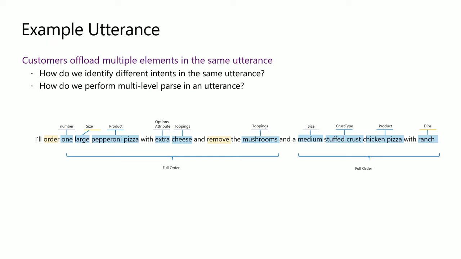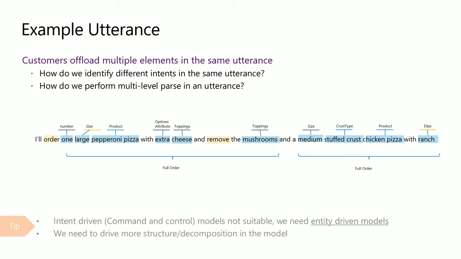So you actually need to be able to define when an order starts and when an order ends. And the command and control models will not be very suitable. Intent-driven models, in this case, won't do; you probably need a more entity-driven model. And that will also require that you drive more structure and decomposition into that model in order to be able to capture these things.